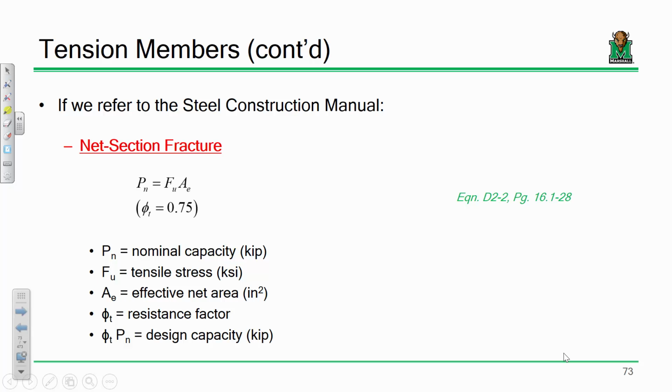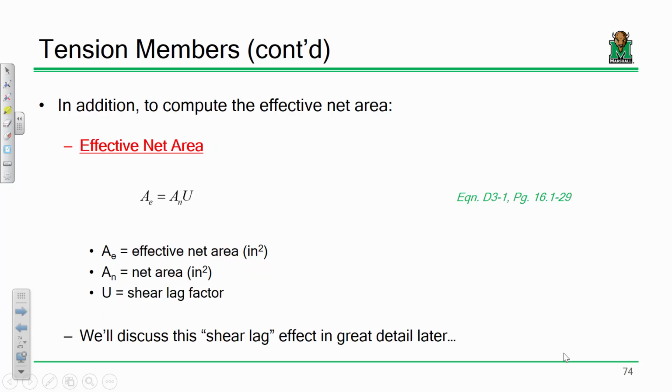Now, how do we compute this effective net area? It's a function of two things. It's a function of the net area, and it's a function of shear lag. I'll tell you right now, on your first exam, there are two things that are going to cause you a challenge: net area and shear lag factor. You understand that, you understand tension members. Go ahead and tell you right now. And don't worry, we'll delve into these in very significant detail.